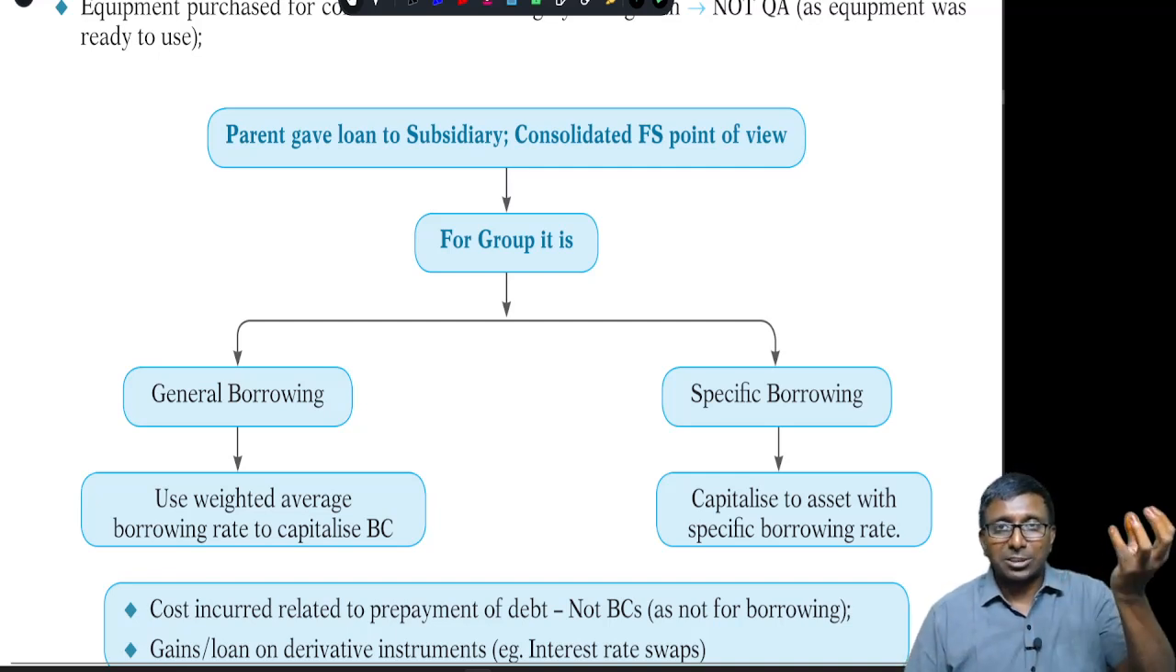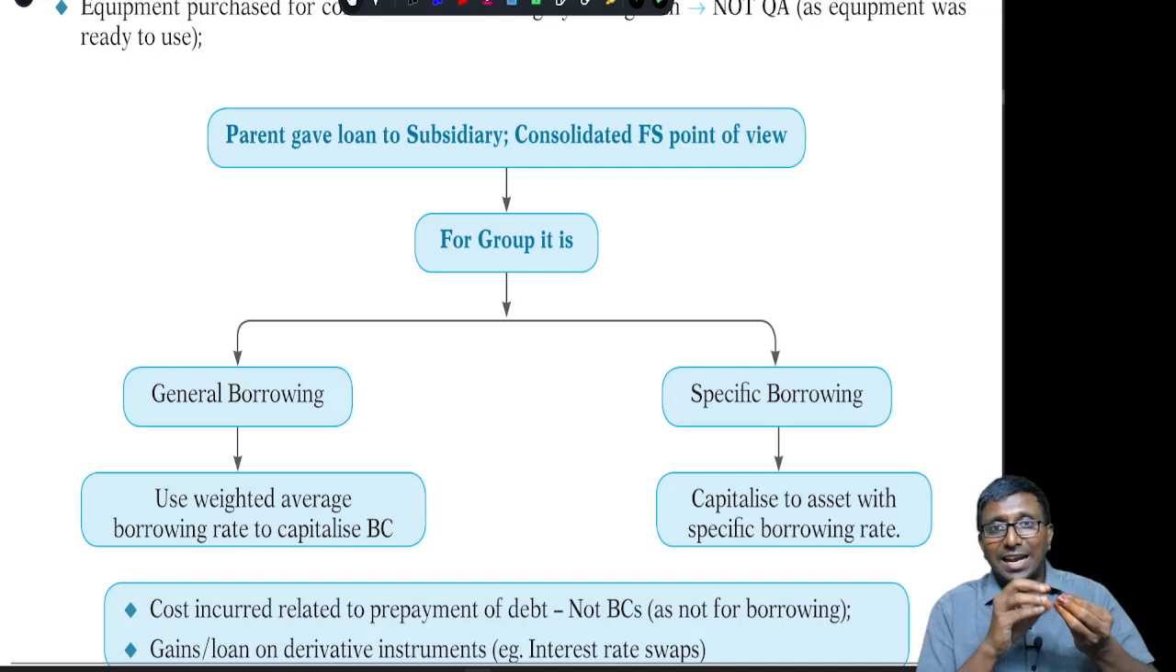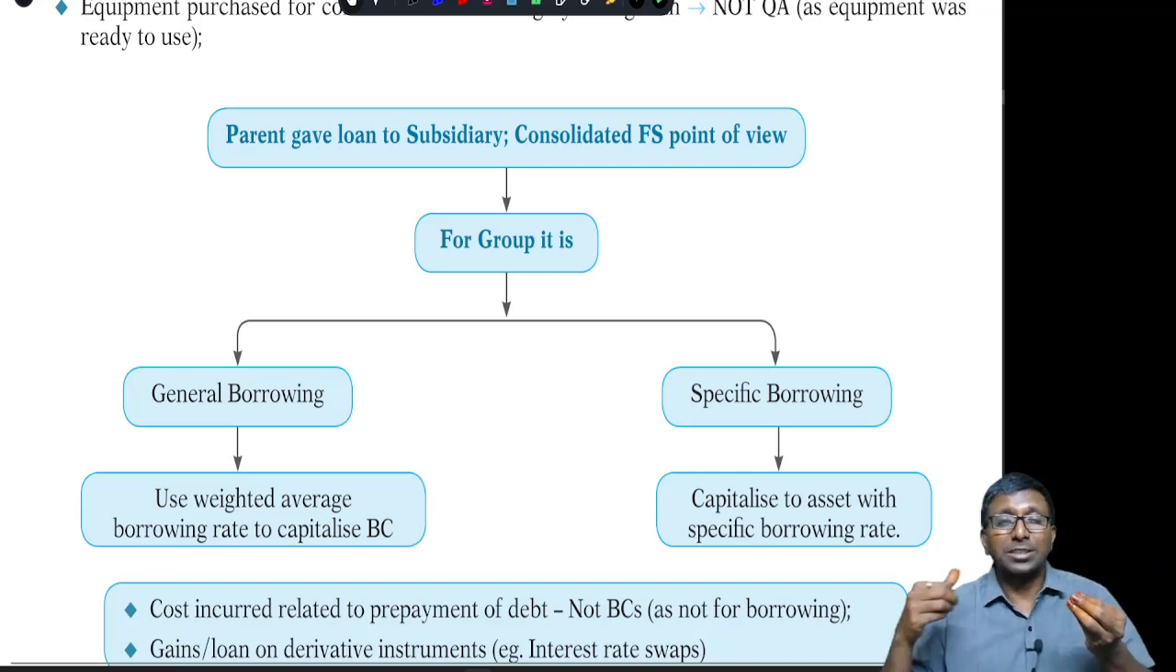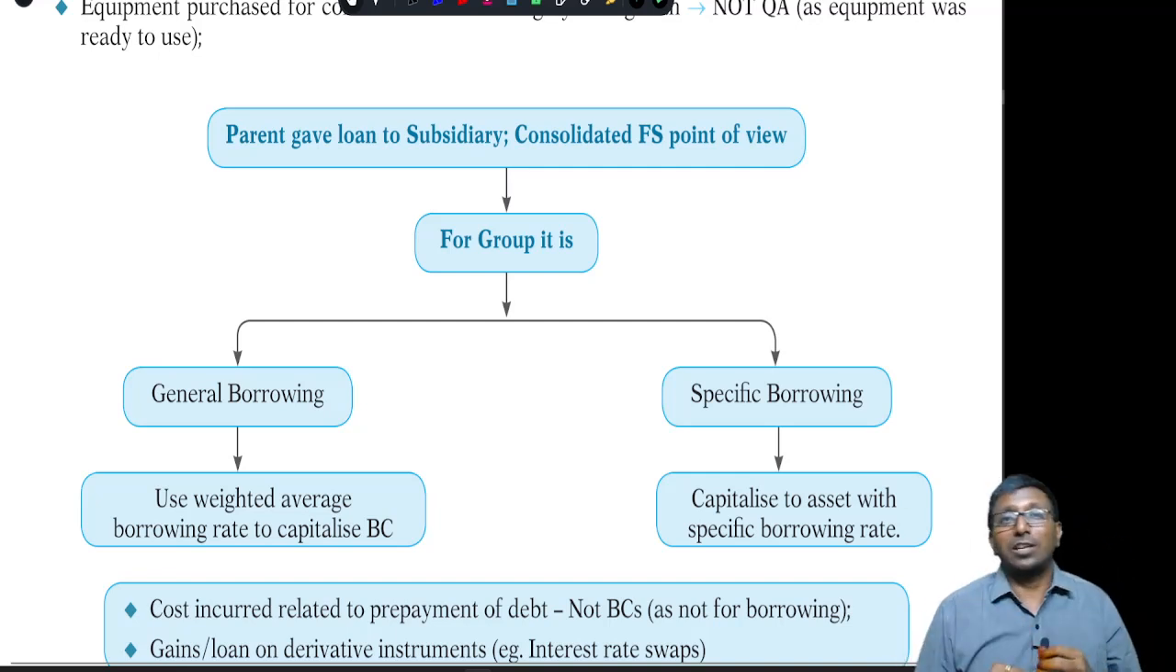Yeah, see, the parent must have taken it at the rate of 10% and given it to the subsidiary maybe at 5%. So the subsidiary must have capitalized only 5%, but not 10%. Yes, but in the consolidated financial statements, your capitalization is supposed to be at 10%, but not at 5%, in a simple example.